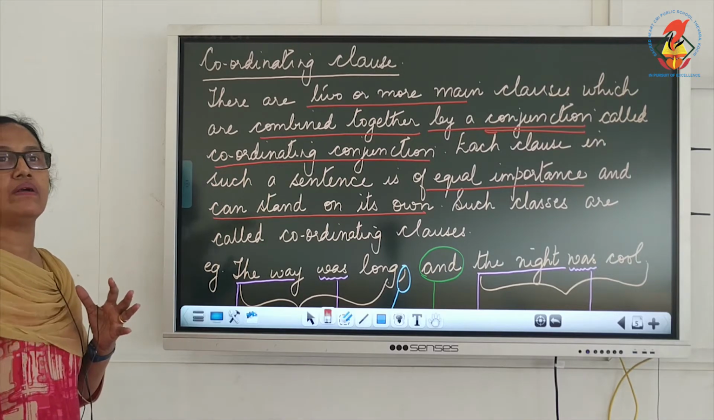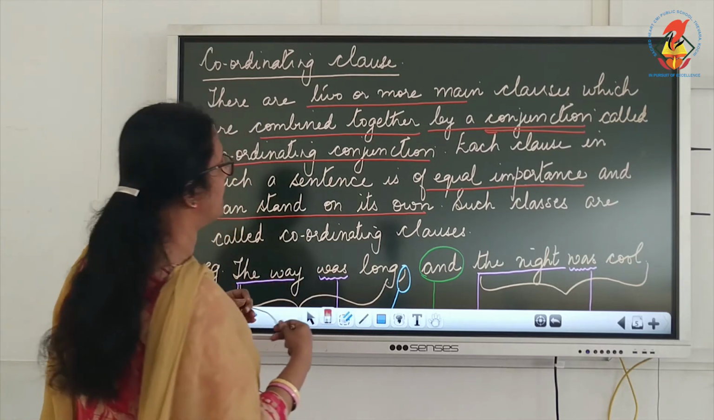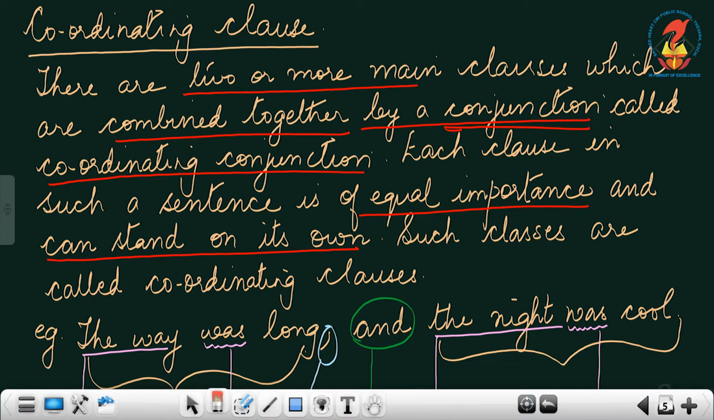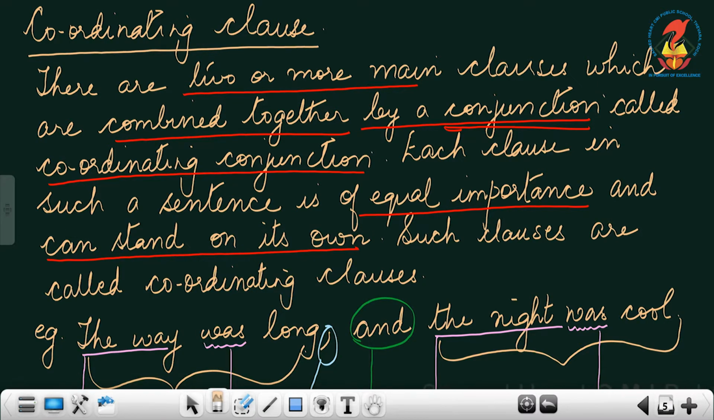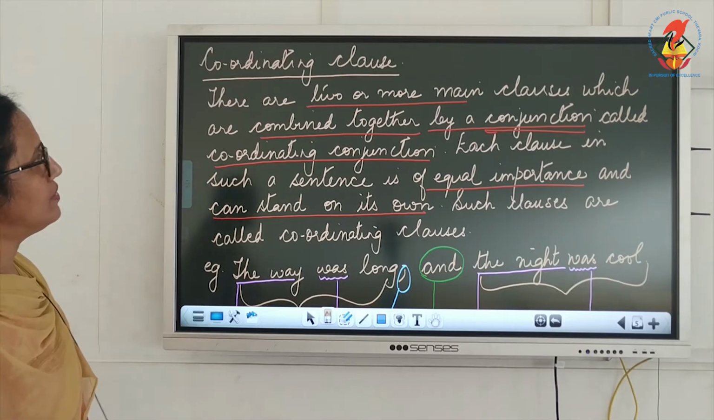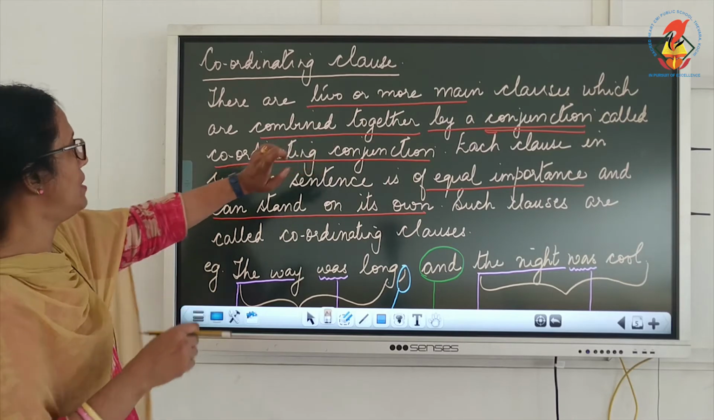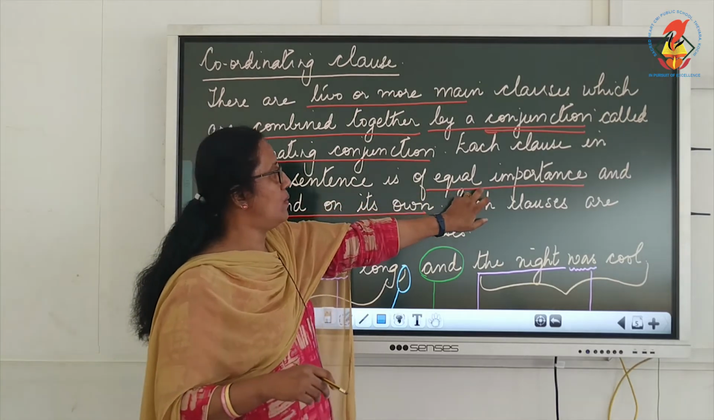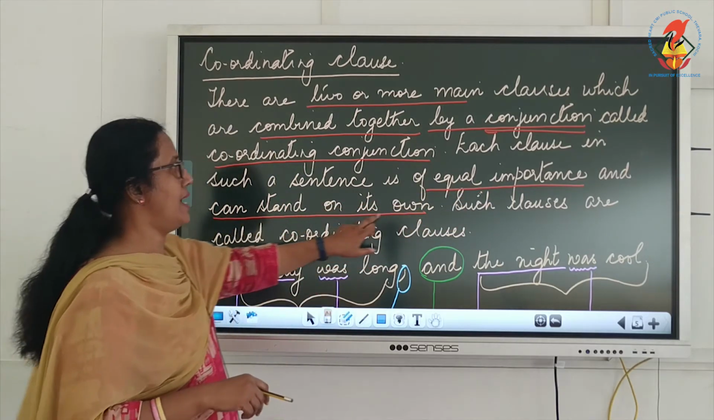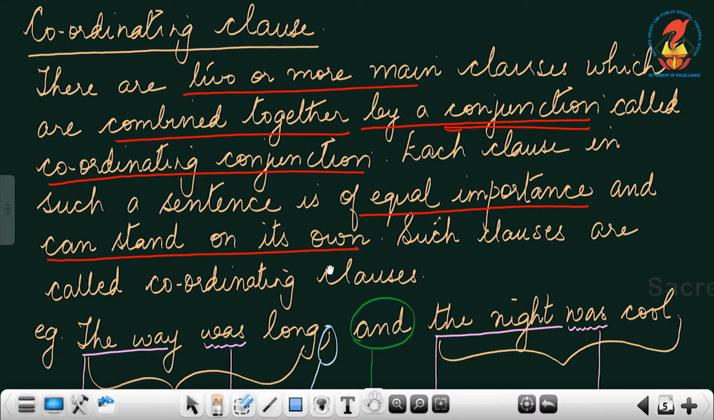Having a big long trail of sentences, we are joining them together to make them sound better. Such clauses are called coordinating clauses. So now remember, you have two or more main clauses that are all combined together by a conjunction, which is called a coordinating conjunction, and they all have equal importance and can stand on their own. Okay, children. So, that is what it is with coordinating.